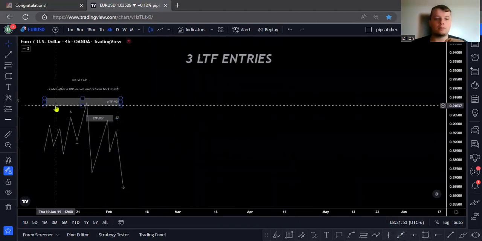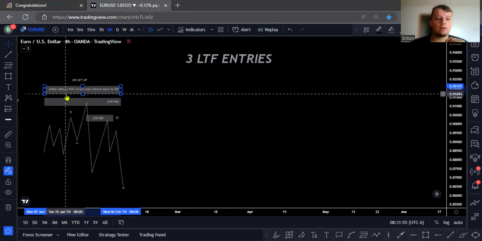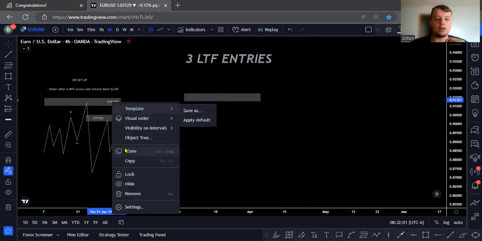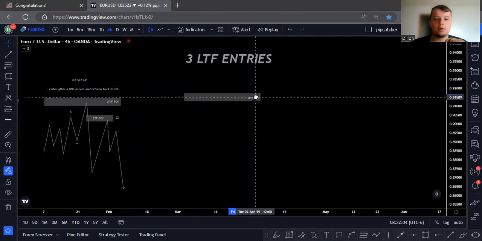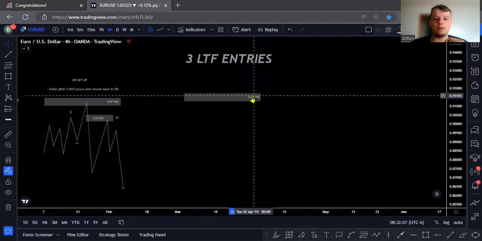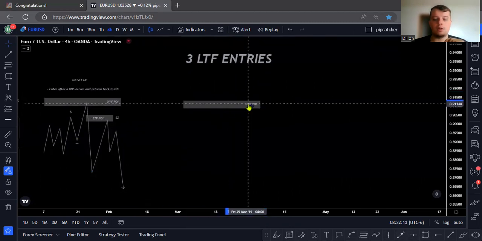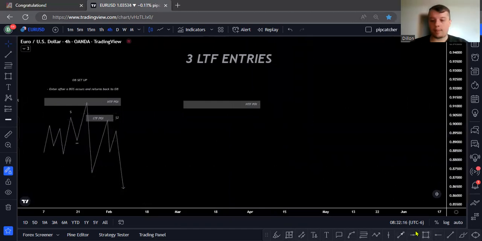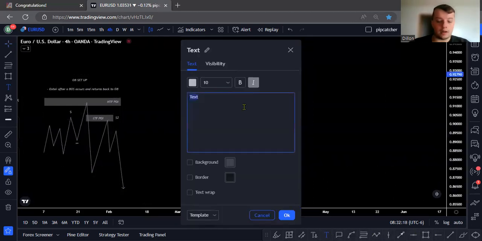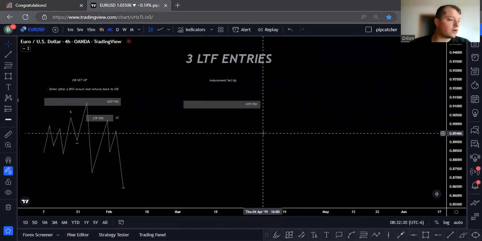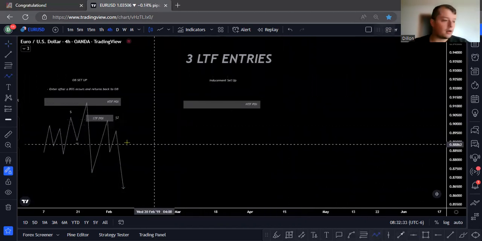Now your second one here, we'll just copy and paste this right here, also with the higher time frame. And now this one we will call the inducement setup. So we have the inducement setup, okay? I'll draw it out for you guys.